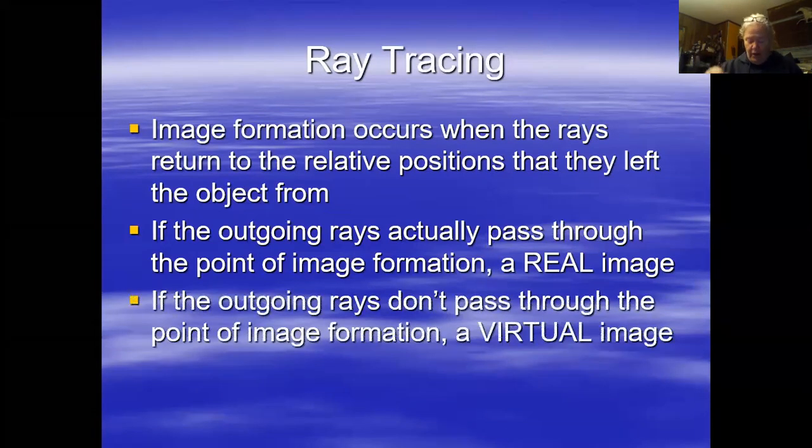If they only appear to cross, in other words, they actually diverge after hitting the lens or the mirror, and we have to imagine tracing them back, we say that's a virtual image. That image can only be looked at. It can't be captured on film or projected or whatever. So if you see an image in a mirror, that is a virtual image because that light can't actually get there.